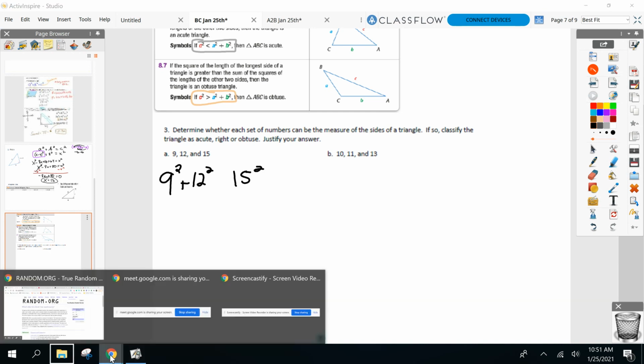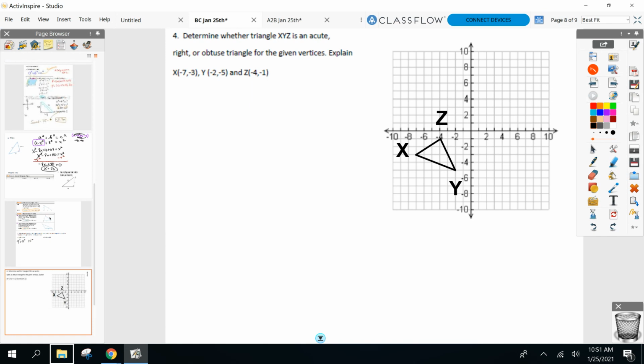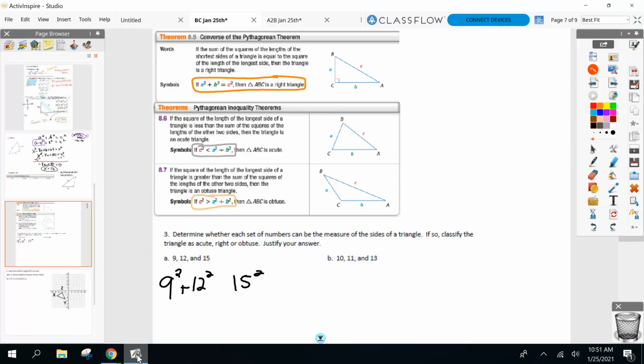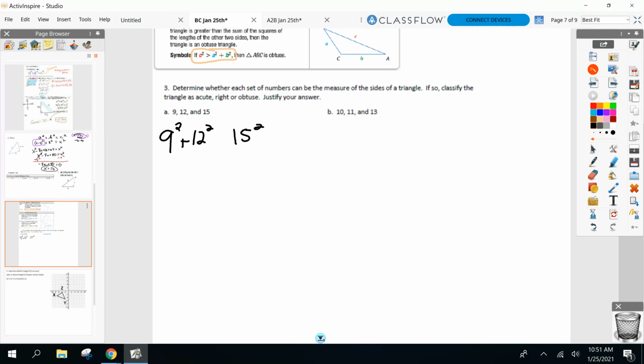Let's figure it out. Let me know what you got for the values here. Zach, let's roll. 9 squared plus 12 squared, Zach. What'd you get? 225. Good, and then how about 15 squared? 225. All right, so they came out to be equal to each other. Those are three sides of a right triangle. If they come out to be equal to each other, it is a right triangle. So 9 and 12 are the legs, 15 would have been the hypotenuse.